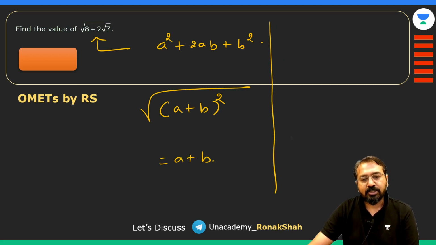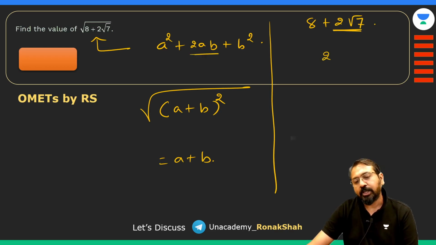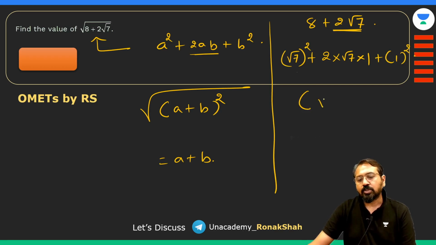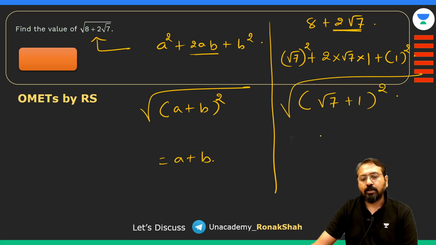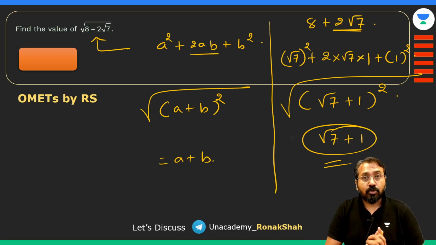So our expression is 8 plus 2 root 7. Now once again, this 2 root 7 will become your middle term. So it will be 2 into root 7 into 1. We can write it this way. And this 8 can be written as root 7 square plus 1 square. So can I say now this is equal to a square plus 2ab plus b square. So this will be root 7 plus 1 whole square. So the square root of this will be root 7 plus 1. In case you come across such a question, make sure that you are solving it.